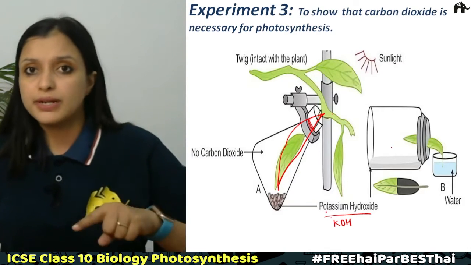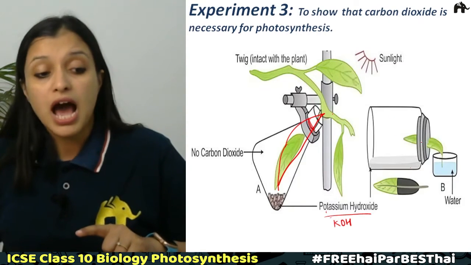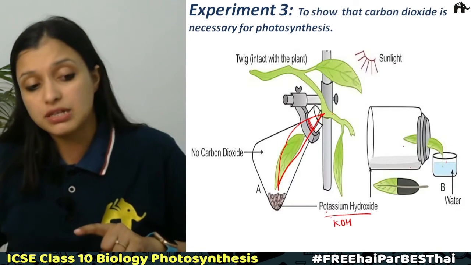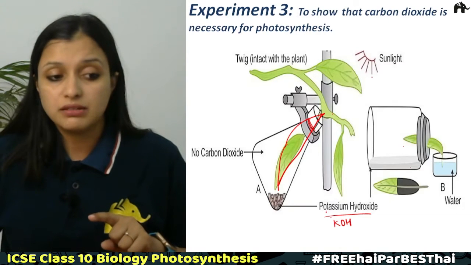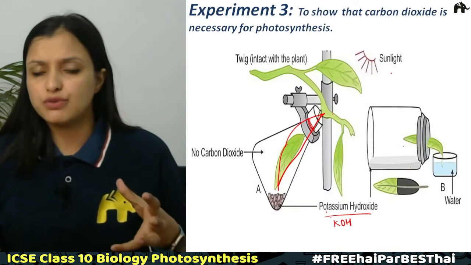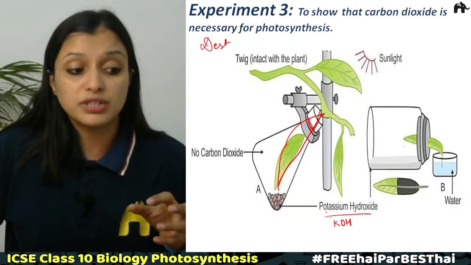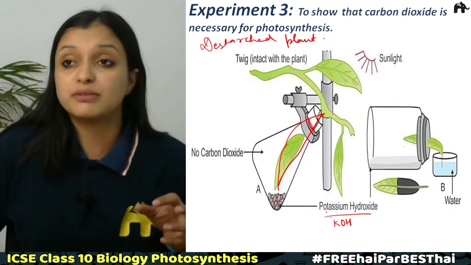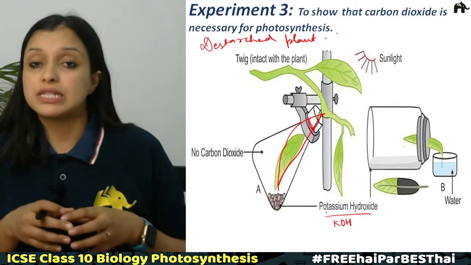So we can also do it this way. We'll take a beaker, put some potassium hydroxide over here, half of the leaf is inside the flask and half of it is outside the flask, right? Then we'll keep it in the sun for some time. Before that, what do we need to do? We need to take a de-starched plant. Then we'll start performing this experiment.